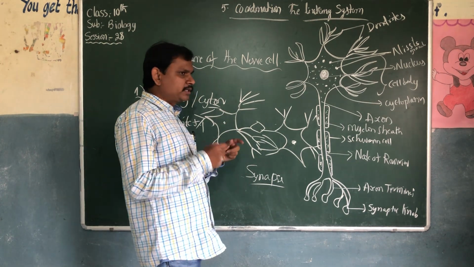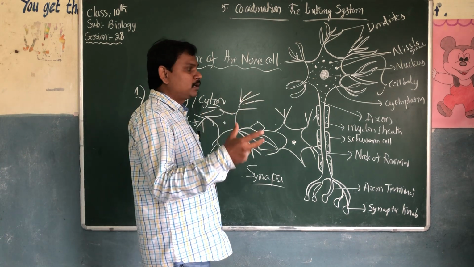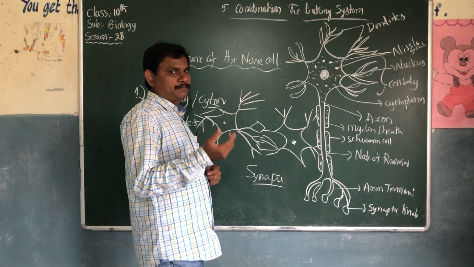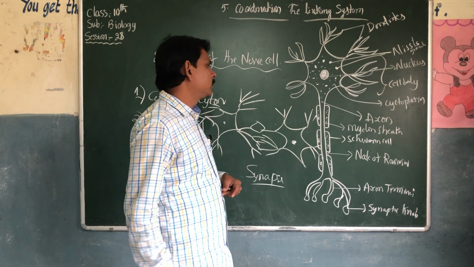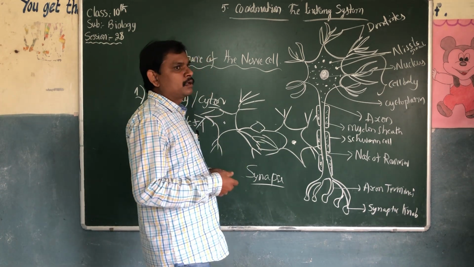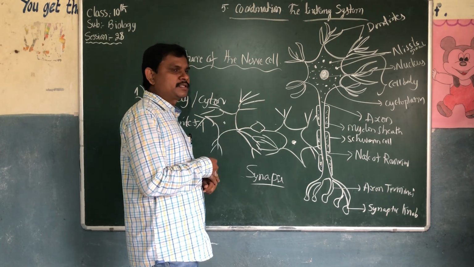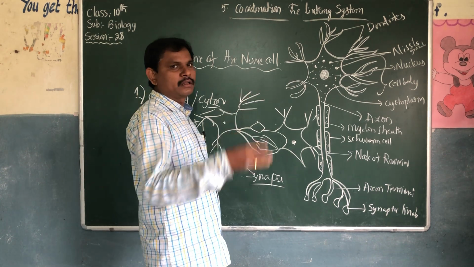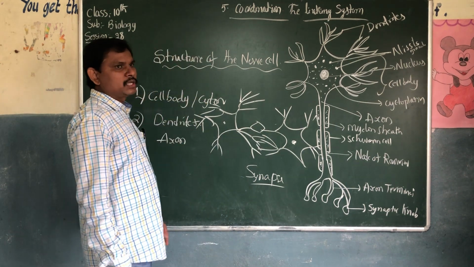There is a minute gap. Through this minute gap, the information, the message, is sent from one cell to another cell by chemicals or mechanical barriers. The information is sent from one cell to another. So this is about the structure of the nerve cells.